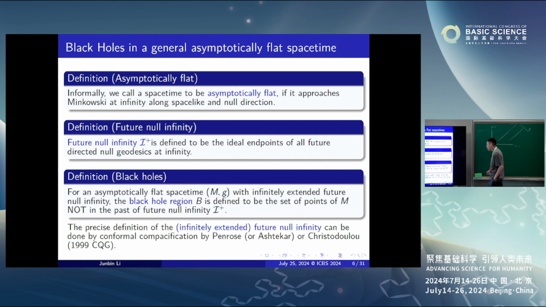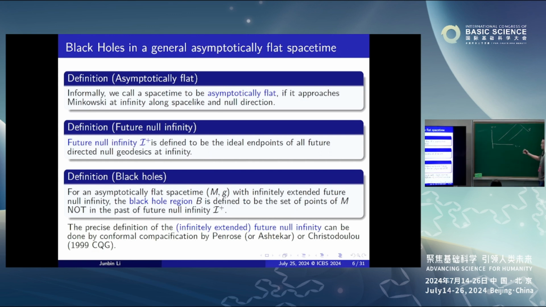Under this condition, we can define the black hole region to be the set of points in the space-time which are not in the past of the future null infinity. So the points inside the black hole are not in the past of the infinity. Any future directed timelike or null curves cannot reach the future null infinity. So nothing can escape to future null infinity.